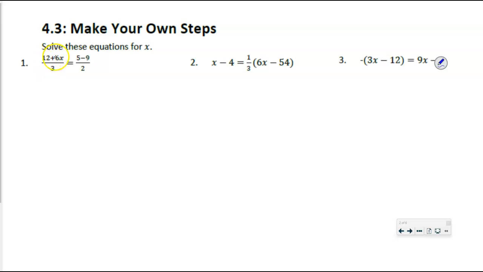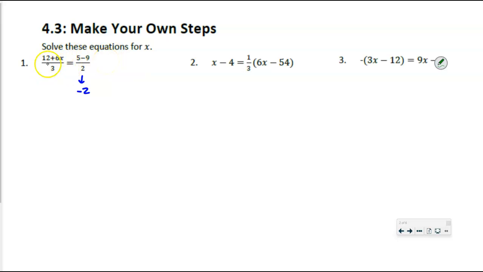On number 1, I have 12 plus 6x, which is divided by 3, and that's equal to 5 minus 9, which is divided by 2. My goal is always to try and simplify before I start solving. I can see this is messy, but it's really just a numeric expression that I can simplify. 5 minus 9 is equal to negative 4, and negative 4 is divided by 2. Negative 4 divided by 2 simplifies to simply negative 2. So as crazy as this looks, this simplifies to negative 2.